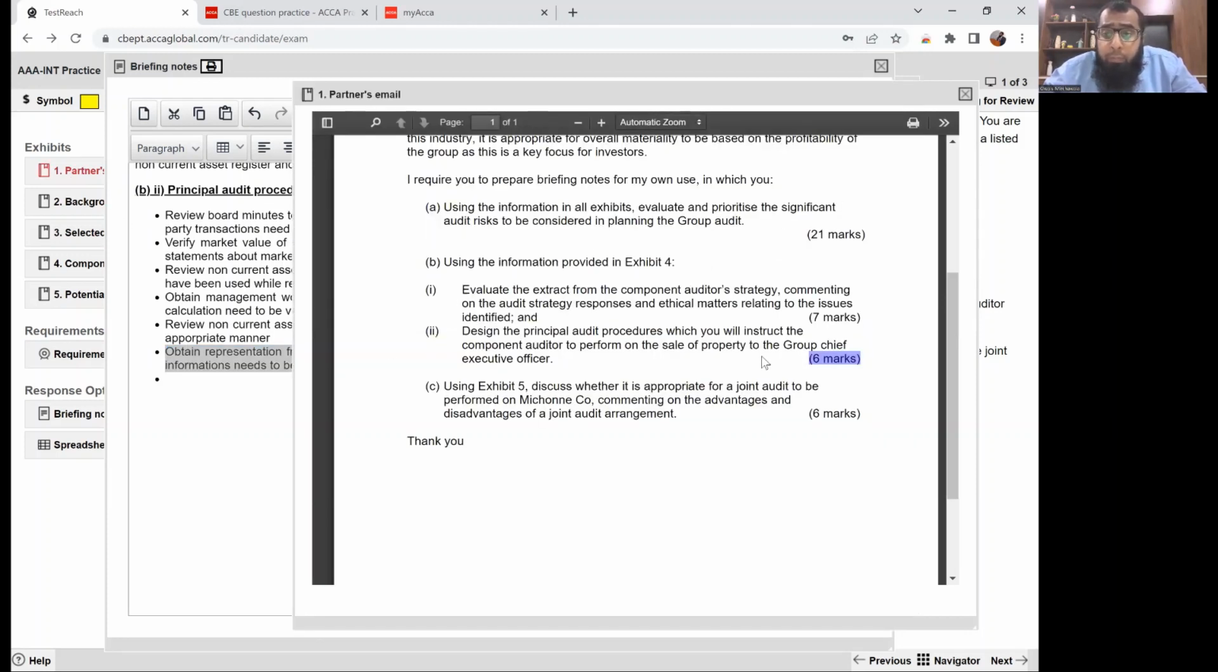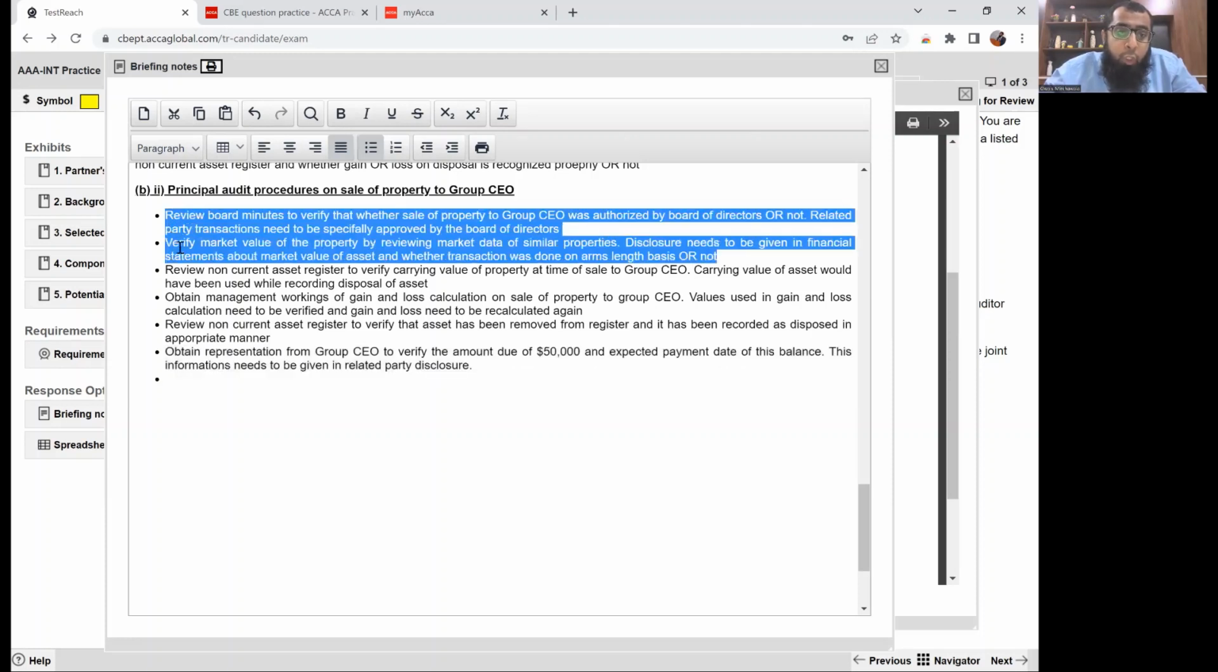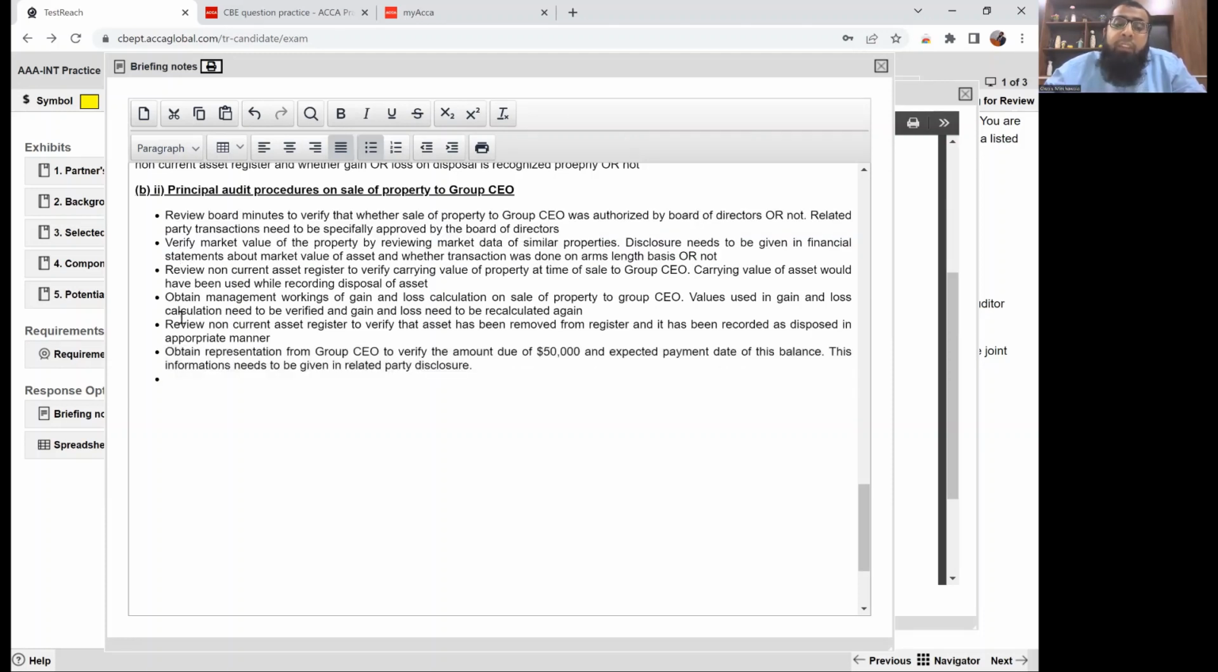Okay, so how many marks for it? 6 marks. So 1 mark for each procedure. So 1, 2, 3, 4, 5, and 6. If I would have to write more, I would have written that we'll review the subsequent events to verify that the asset is removed. We'll look at the subsequent events to verify if any amount is paid in the subsequent period. Because whenever any such balance is due, we always look at the subsequent transactions. Okay, just a second.